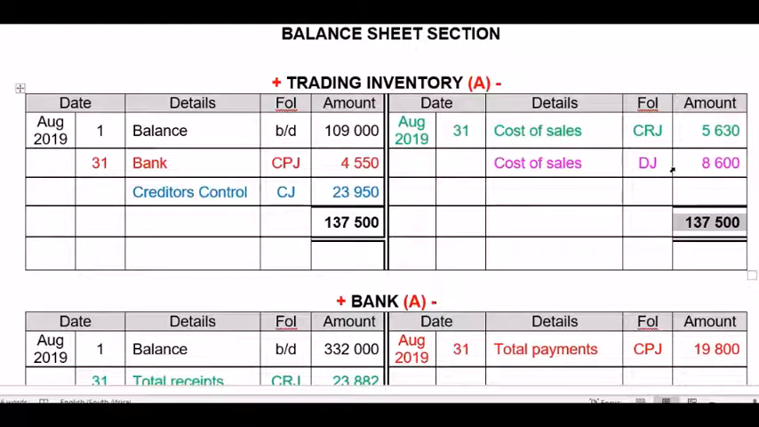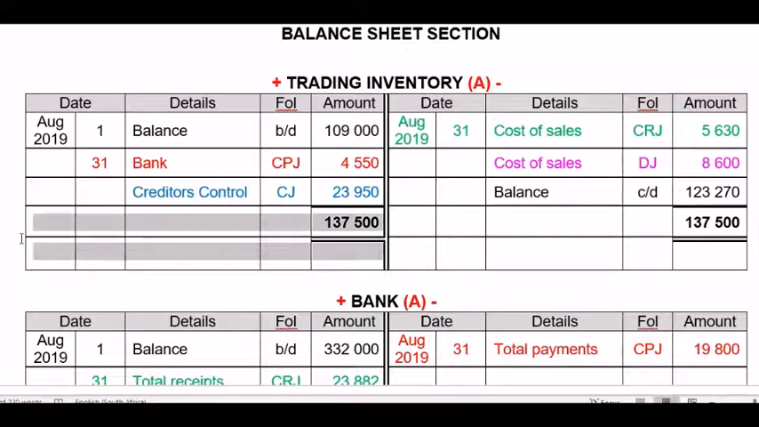So 137,500 Rand minus 8,600 minus 5,630 gives you 123,270. And what is that? That is the amount of products that you've got left in your storeroom at the end of August. So that is the balance that you will carry down to the next month. Carry down to where? To the opposite side.